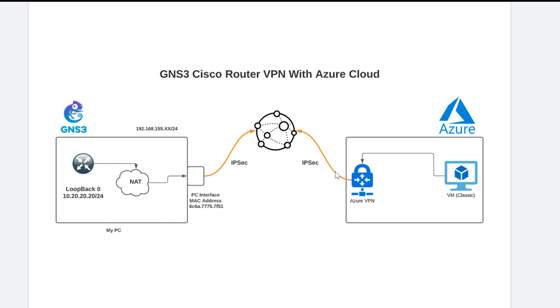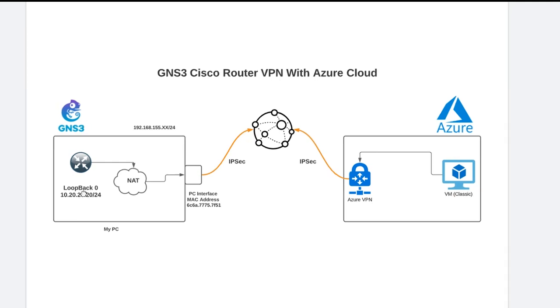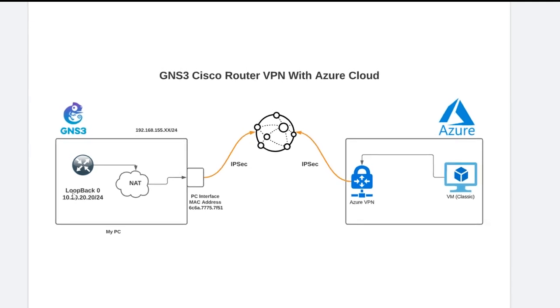As a final test, I will spin up one VM here in Azure, and the loopback is over there in GNS3. So I will try to ping from the VM, Active Directory or Windows Server or any operating system, through the VPN here. I will try to ping this loopback IP in the router.